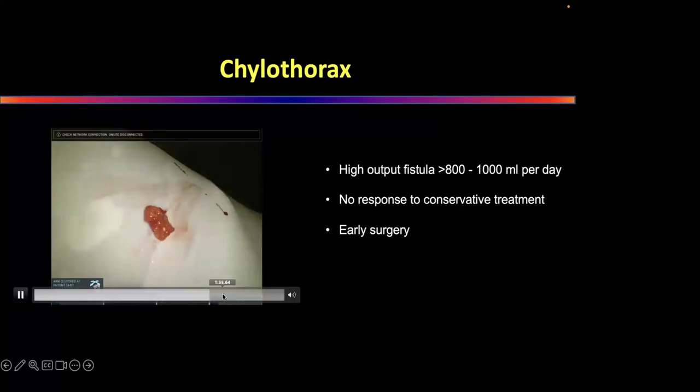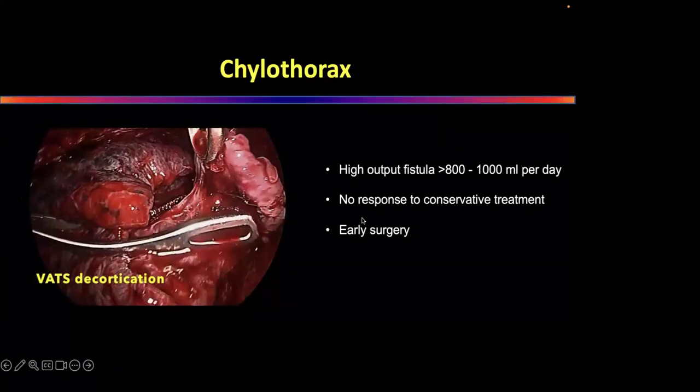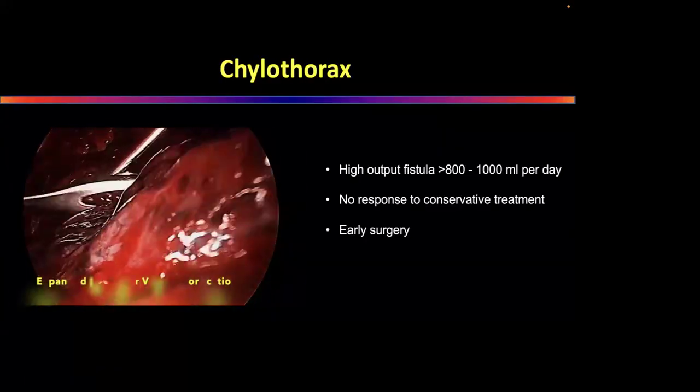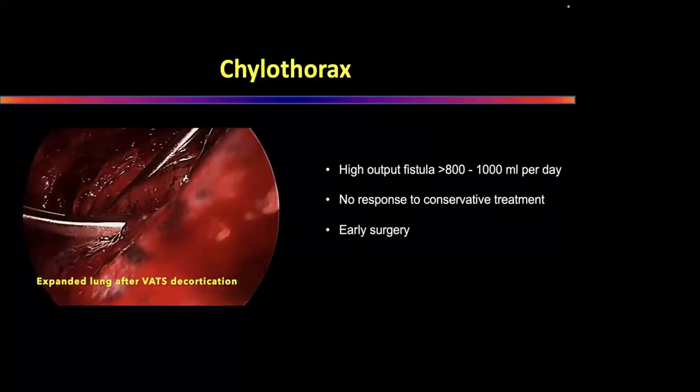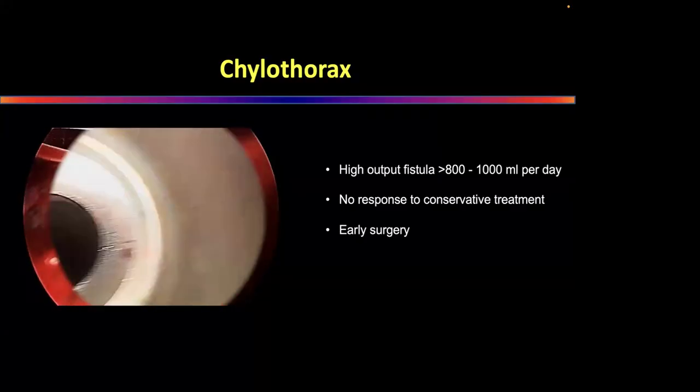This was followed by routine VATS decortication on the right side. This patient did exceptionally well, with no recurrence of chylothorax, and could be discharged after 4 days. As you can see, a very well expanded lung after the decortication.